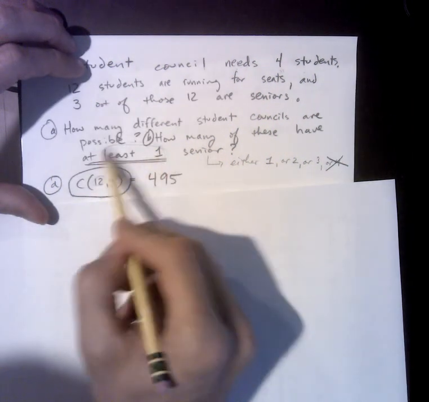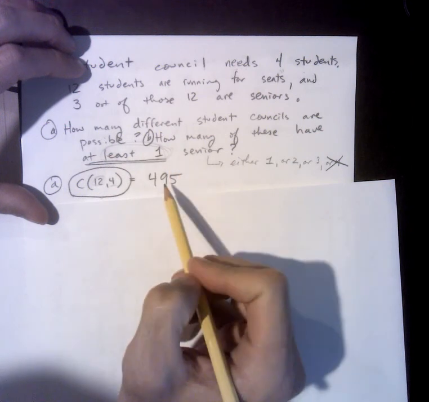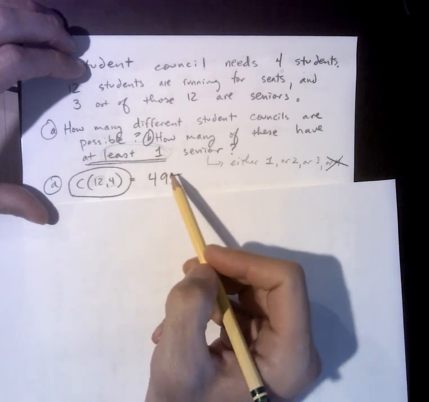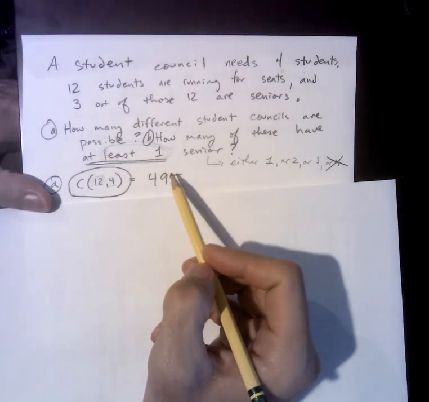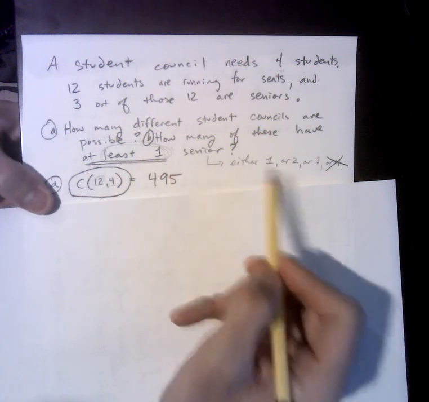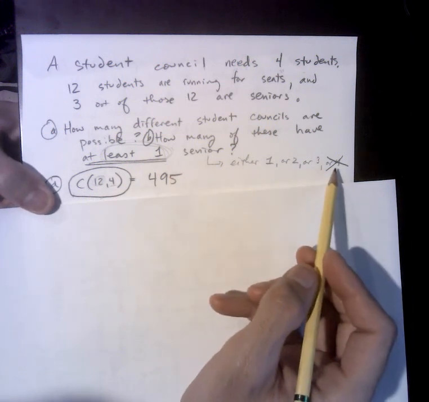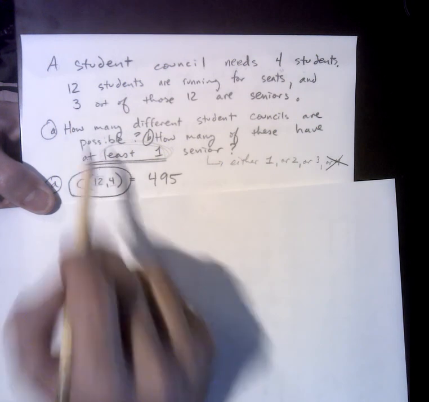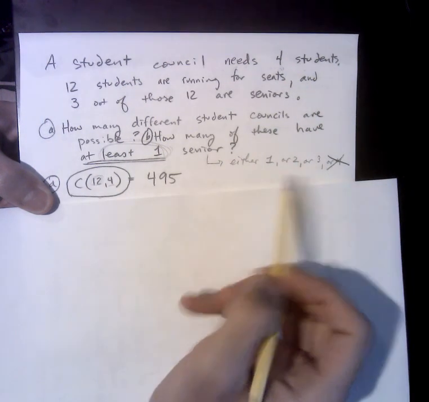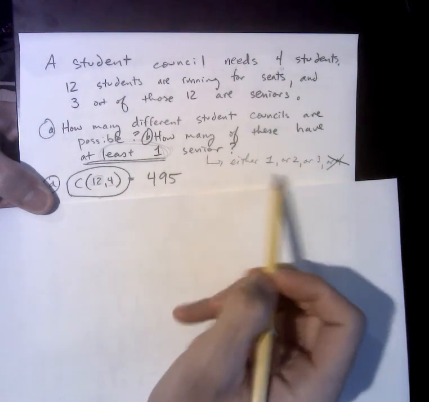The second part's a little bit trickier, and it's trickier because of that at least 1 phrasing right here. At least 1 means 1 or higher. So how many different councils have 1 or more seniors? That means either 1 or 2 or 3, or we could say or 4, but there's not really 4 seniors to even choose from. There's only 3 seniors, so that's not an option. Anyway, this could be done, but it's a little bit complicated.